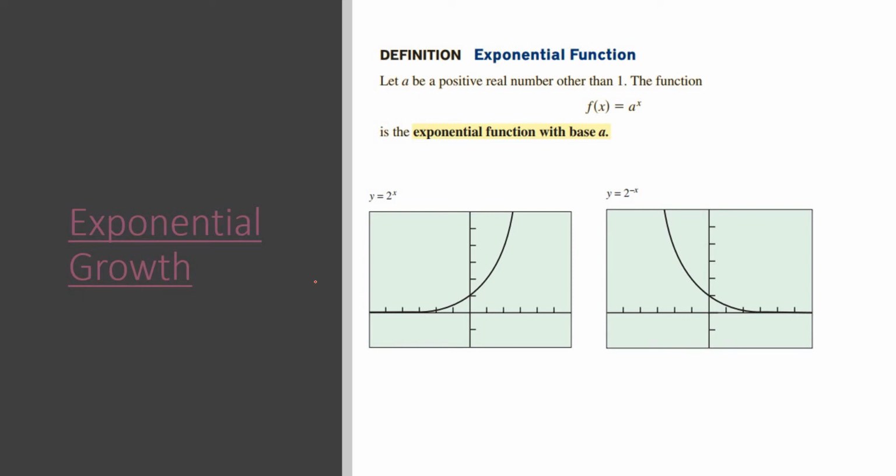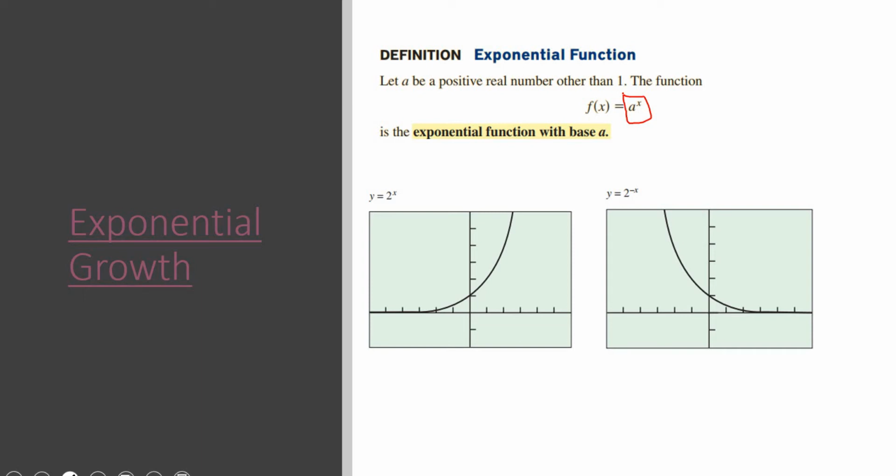Exponential functions. So the textbook definition of an exponential function is as follows. Let a be a positive real number other than 1. The function f of x equals a to the x is an exponential function. So we have our independent variable, our x, in the exponent. We have a certain number a raised to the x.